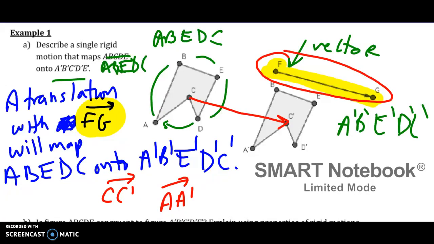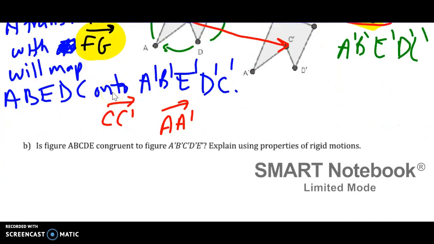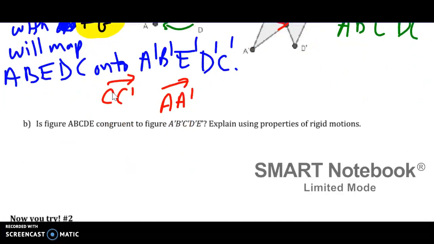Typically, they're not going to give you a vector because they want you to identify that there's a translation that happened. And with that identification of a translation, you need to make sure that you indicate a vector. So if they don't give you the vector, like they gave us FG here, then I would say, okay, A to A prime, or C to C prime, or whatever the corresponding pair of points are that I can identify. All right, so our last question, which is our common question here.